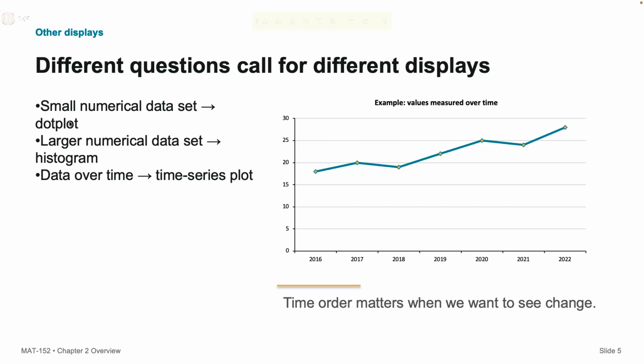Chapter 2 also introduces some other displays. Some are more useful later in the course than others. Just as an example, I've pulled out here the time series plots. These are worth noticing because we see them often in media, and they help us look at how a variable changes over time. The main idea is that different questions call for different displays.